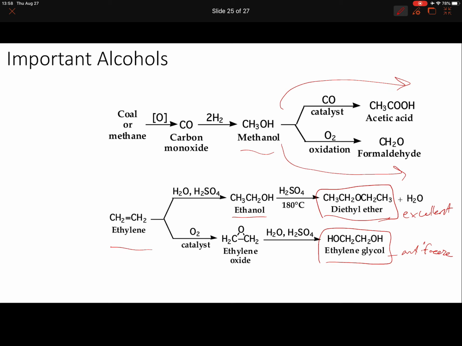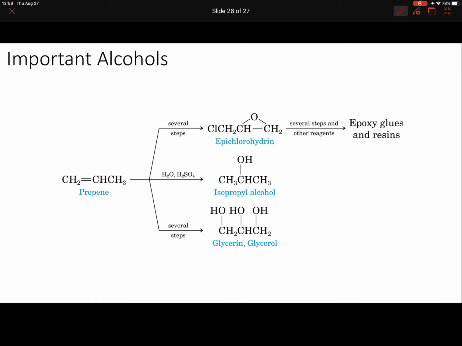There are a few others that we can make. These are from propene. Propene is the raw material for the manufacture of these important glues. I'm trying to think of what resins I could name. I can't name any. Isopropanol, or rubbing alcohol. Obviously, this is another really good alcohol for sterilizing, for cleaning, for wound care, for cleaning electrical components. I clean my phone screen with isopropanol.